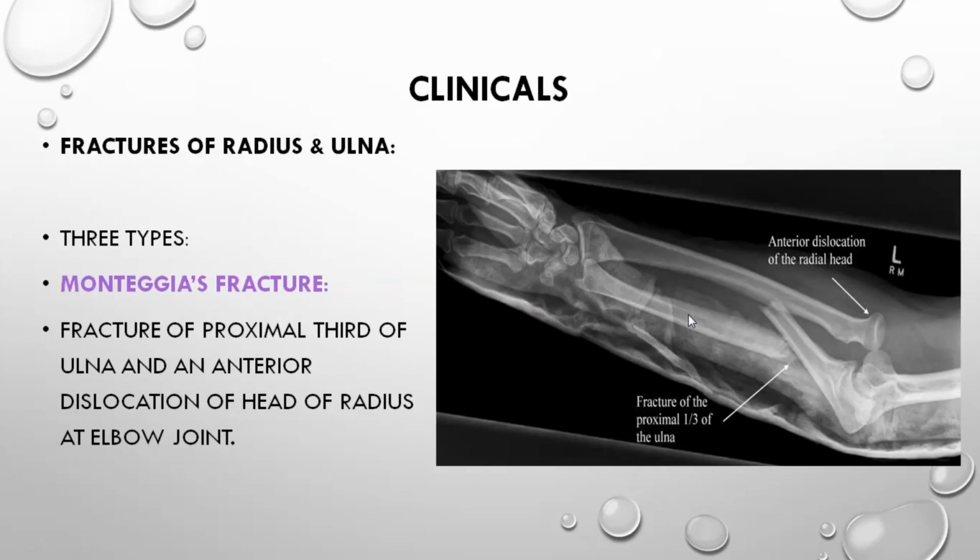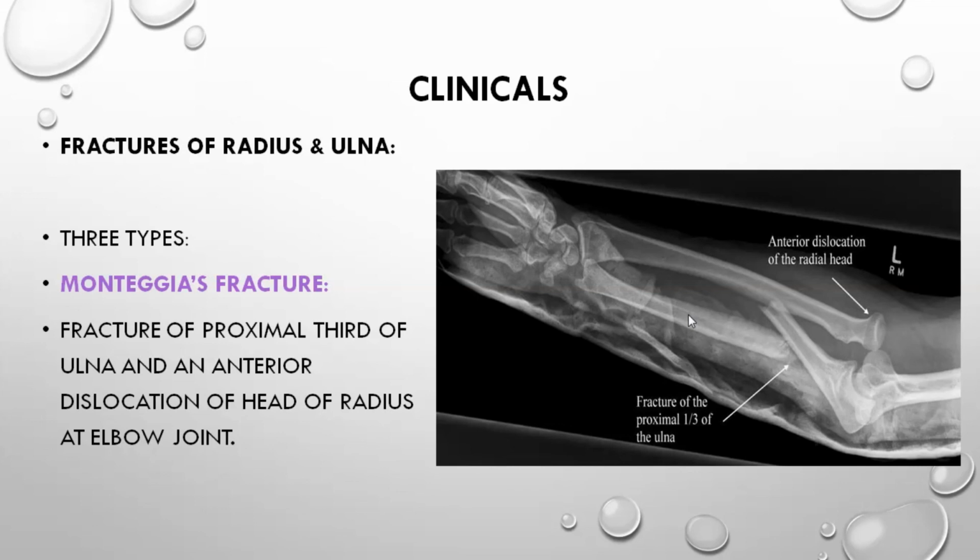Now come to the clinicals. In the clinicals we will discuss the fractures of radius and ulna together, because the radius and ulna are attached to the humerus proximally and the carpal bones distally by a complex series of ligaments. So although the bones are separate, they behave as one bone. When a severe injury occurs to the forearm, it usually involves both bones, resulting in either a fracture of both bones or, more commonly, a fracture of one bone and a dislocation of the other. So we will discuss the fractures of these two bones together.